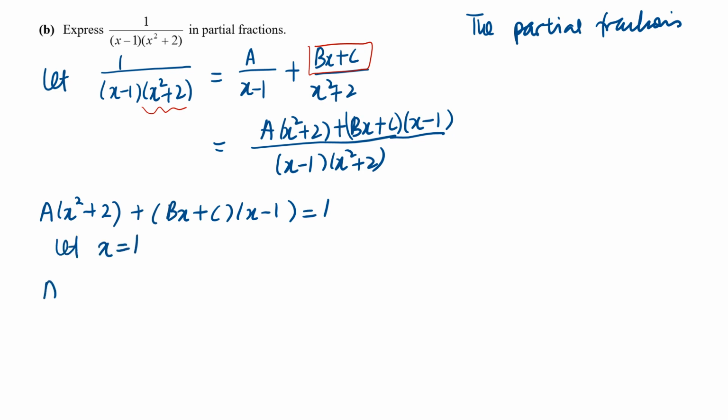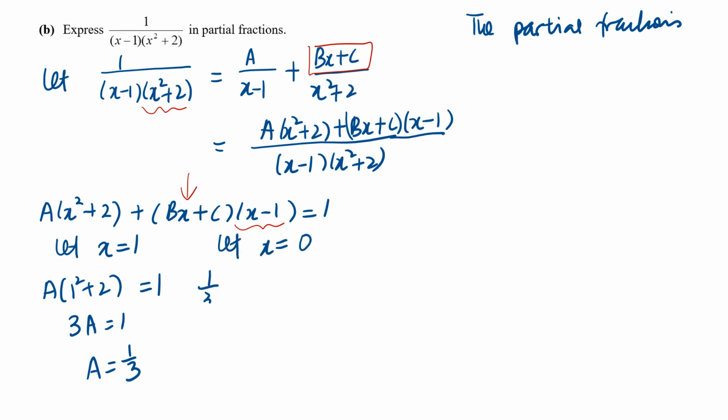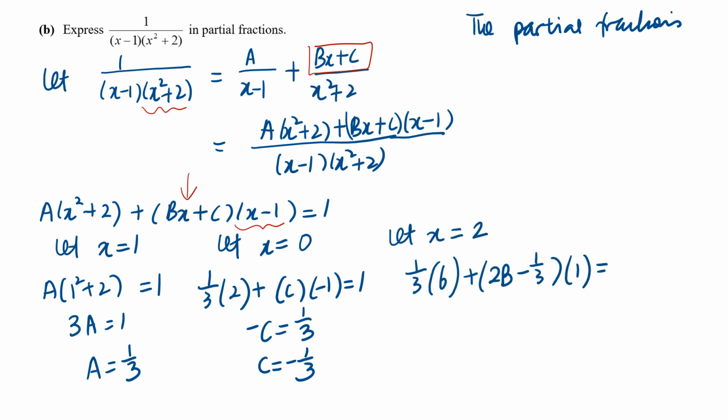Use substitution. So we let x minus 1 equals to 0. If you let this equal to 0, then you can just eliminate b and c first. So you sub x equals to 1, and then you get the value of a to be 1/3. Sub x equals to 0 to eliminate b to find c. And finally, you can let x be any other values besides 1 and 0. You can't use 1 and 0 anymore because you already used them. So I let it equal to 2, and then from there, I go on to find the value of b.